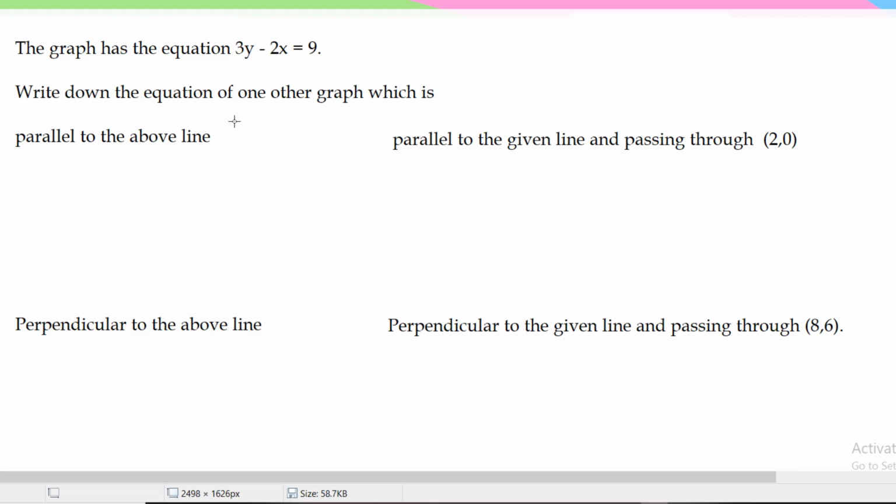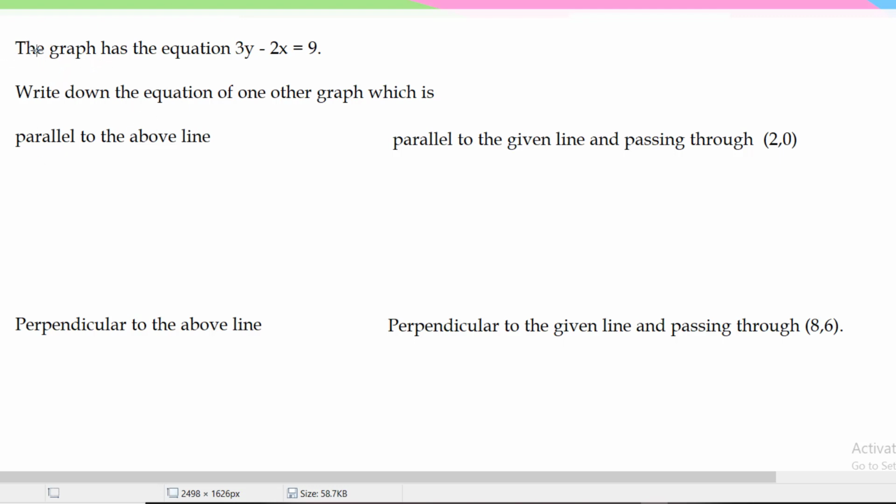Hello students, in this video we will see how to identify the equation of a line where they give one equation and mention that the new line is parallel to the above line, or parallel and passing through a certain point, or perpendicular to the above line, or perpendicular and passing through a certain point. We will see this. Okay, so first one is parallel.